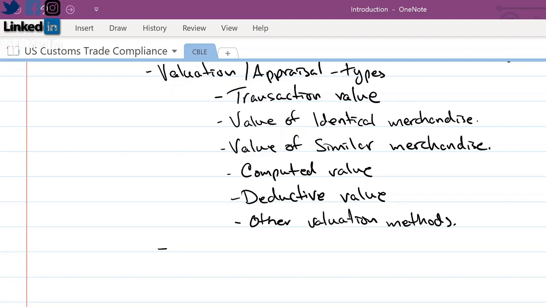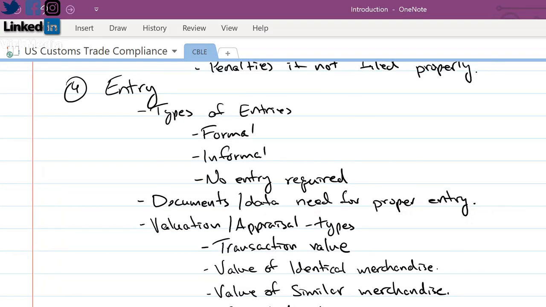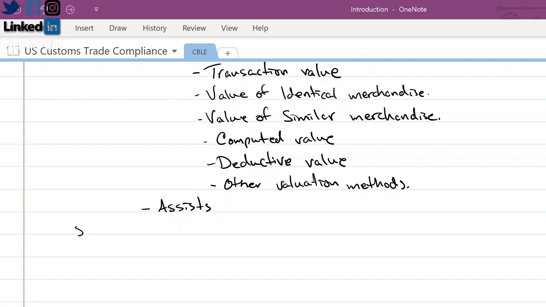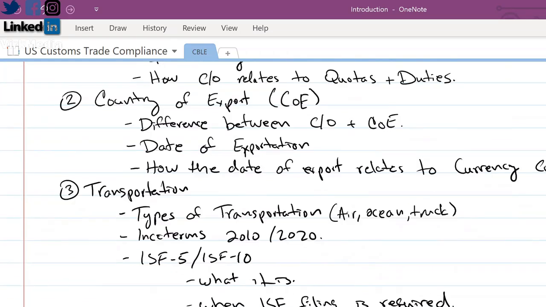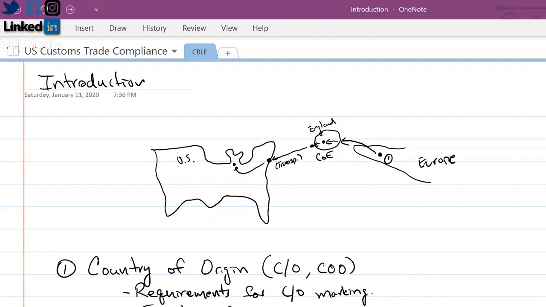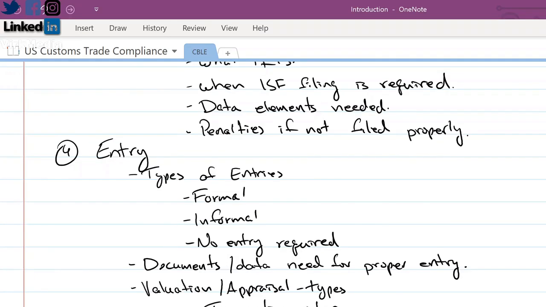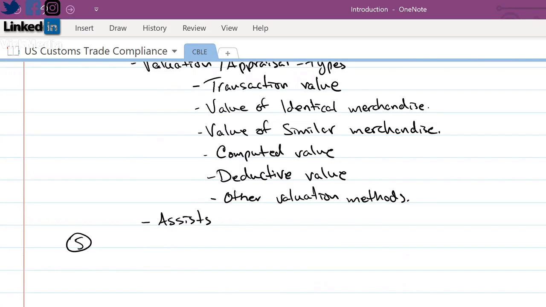During this whole valuation process, we will also be discussing different kinds of assists. Once we go through the entry process, we'll be talking about domestic transport, and everything that's involved in domestic transportation.